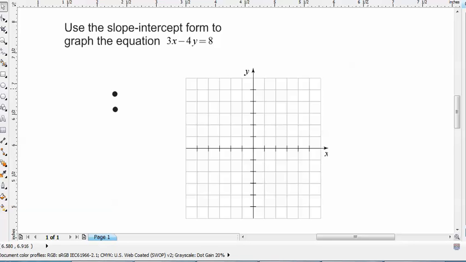Okay, let's look at how to use the slope-intercept form of the equation of a line to graph the equation. So we want to use the slope-intercept form to graph the equation 3x minus 4y equals 8. So the first thing we need to do is write this equation in the slope-intercept form.